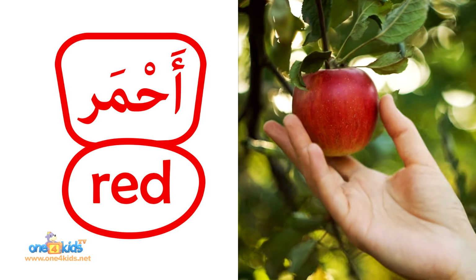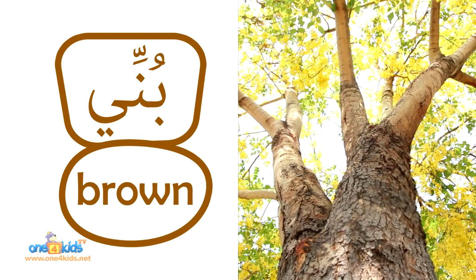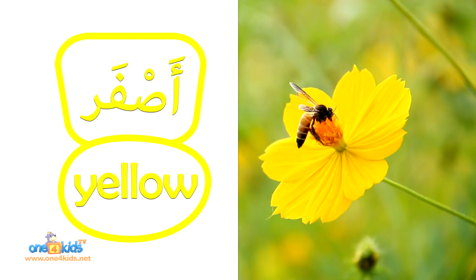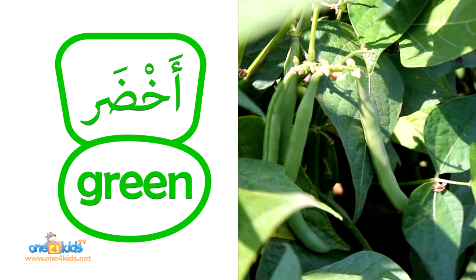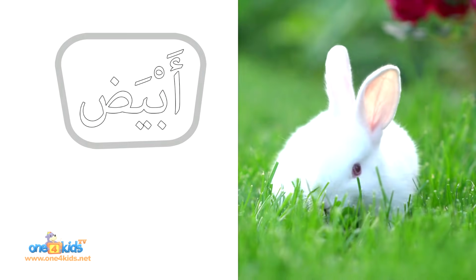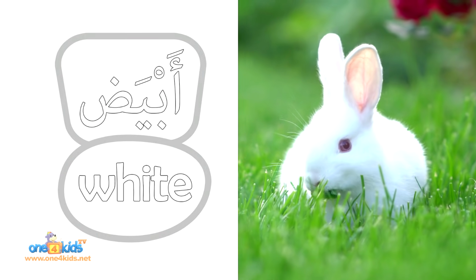Ahmar is red, just like that apple. Boonni is brown like the branch on the tree. Asfar is yellow like that pretty flower. Akhdar is green just like that bean. Abyad is white just like that rabbit.